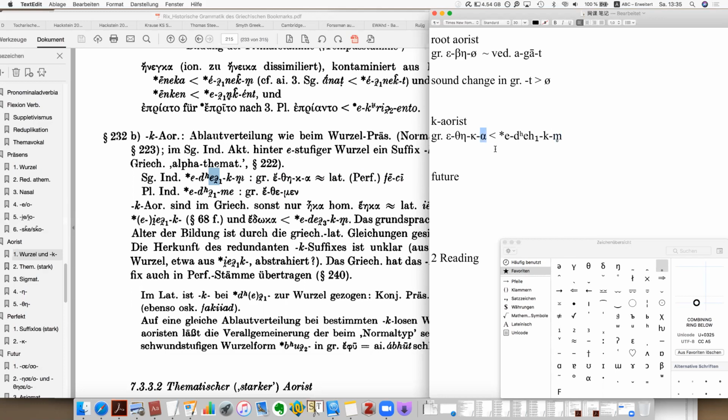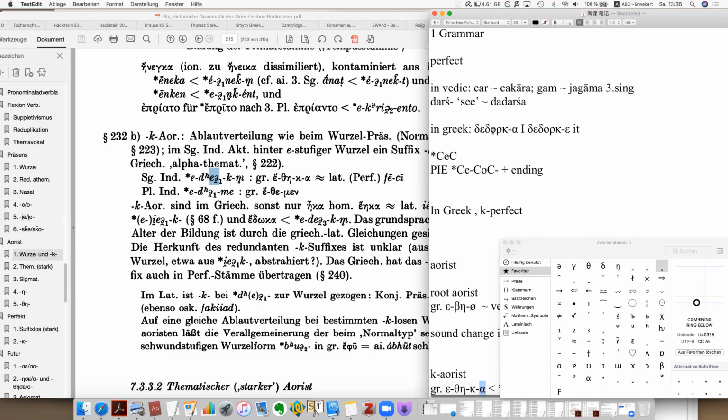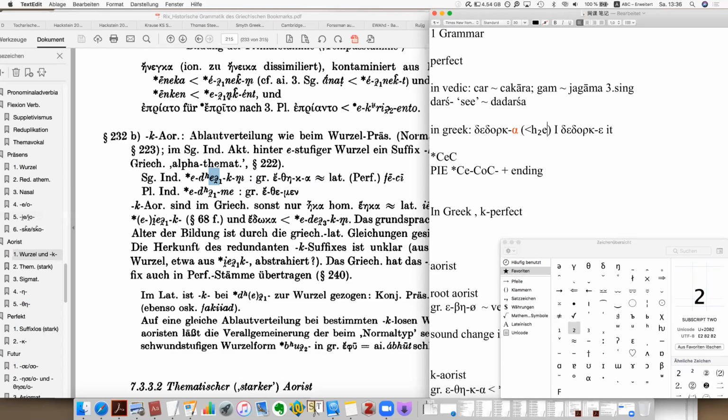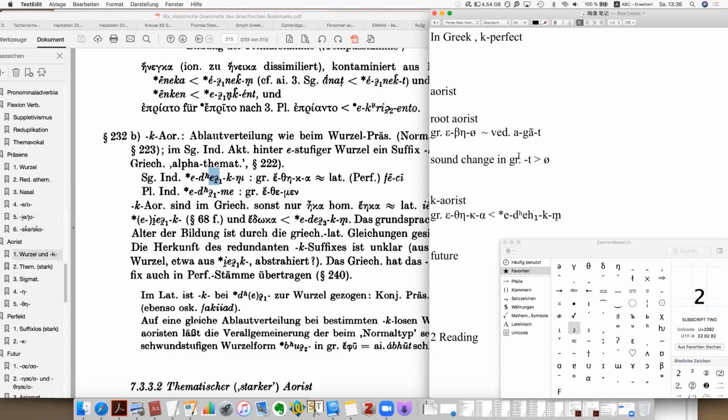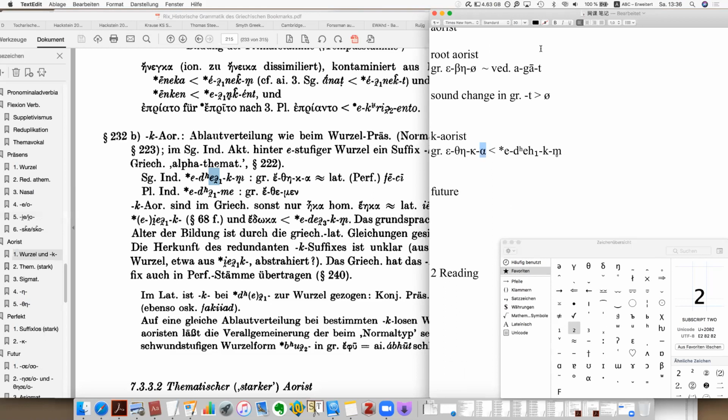And this R is different from this R. These are two different things. You have to keep it in mind. So this R from the perfect goes back to laryngeal 2. There are two different things. But this R goes back to M.